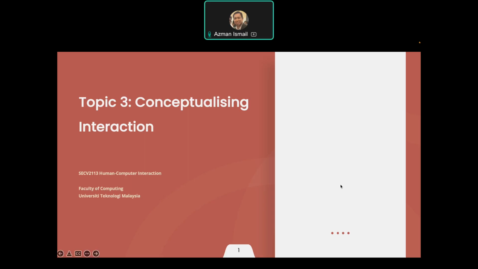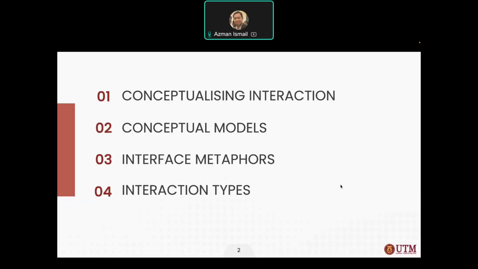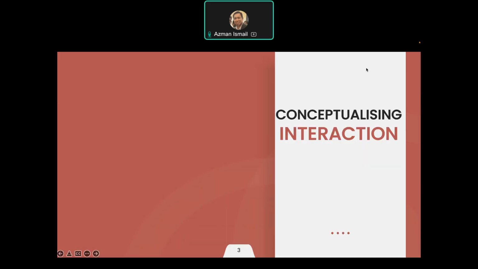So the next slide will highlight the things that we're going to learn. There are three important things in conceptualizing interaction. The first one, how do we shape our user understanding? That one actually focuses on the conceptual model. Number two, how do we make the unfamiliar feel familiar? Okay, that one can be applied with interface metaphor. The third one, how do people actually interact with the system? And that reflects interaction types. Okay, we start with conceptualizing interactions.